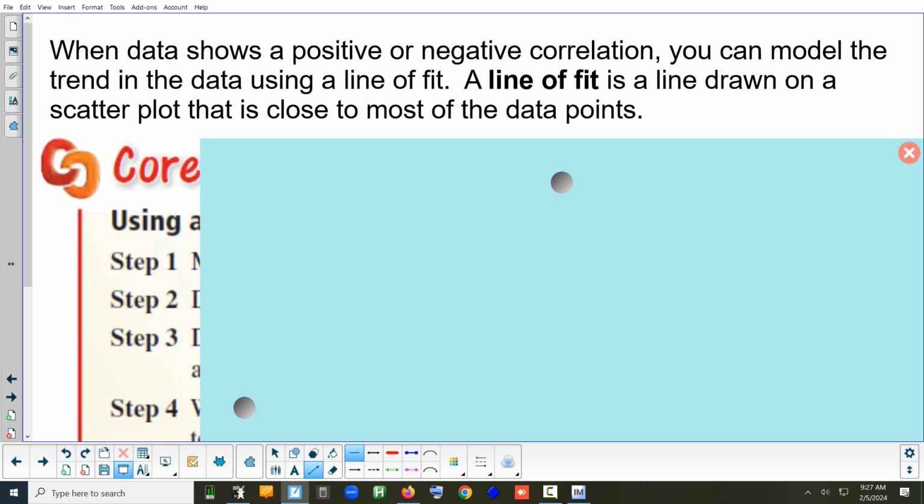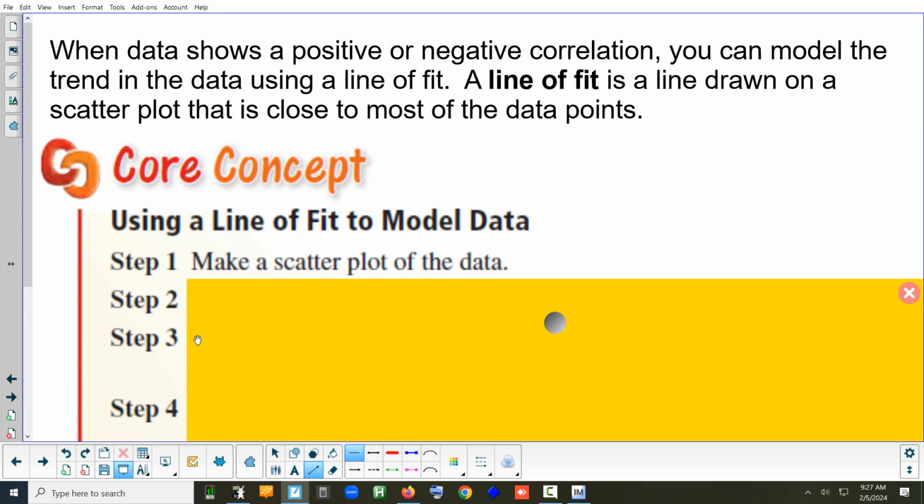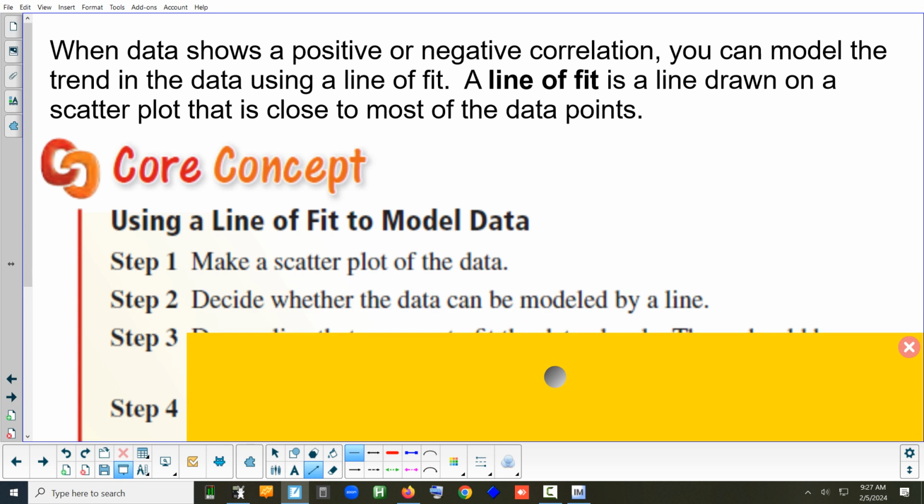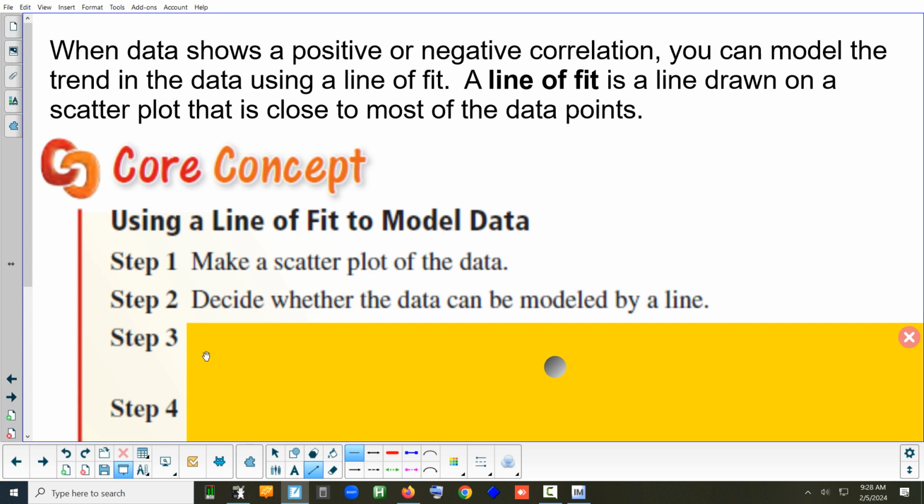All right, so how do we do it by hand? Well, the first thing you need to do, if you want to make a line of best fit, is make a scatter plot of your data. Because if you make a scatter plot and it doesn't look like the points make a pattern, you're not even going to draw a line. So step one is to make a scatter plot of the data. Step two, what I just said, decide whether you can model the data with a line.